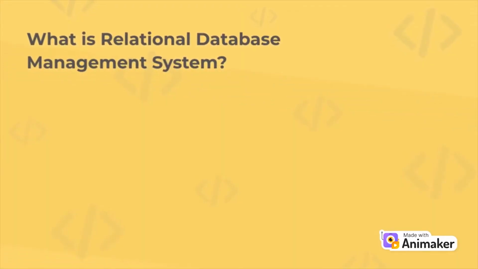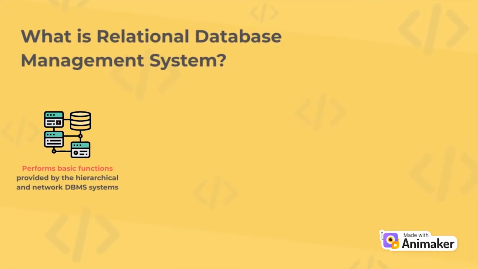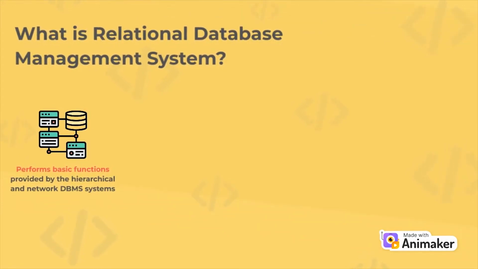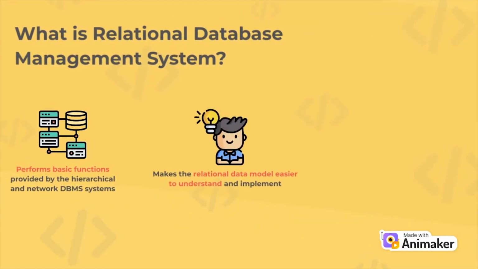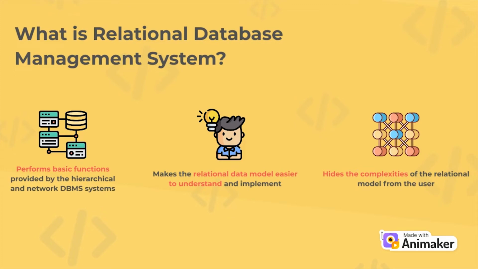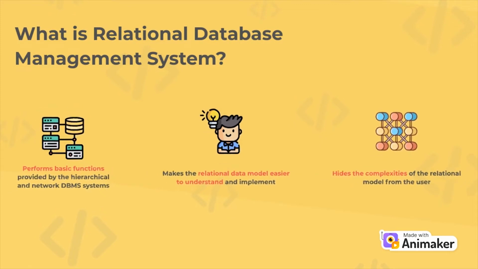Relational database management system: first, it performs basic functions provided by the hierarchical and network DBMS systems. Second, it makes the relational data model easier to understand and implement. Last one, it hides the complexities of the relational model from the user.